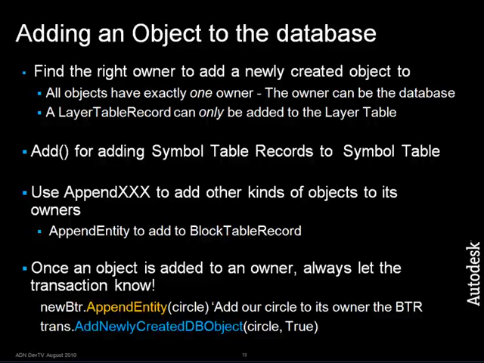If we are creating a new layer, then we would need to add a new layer table record to the layer table. If we want to add a new circle to the drawing, then we would need to append it to either the model space block table record or the paper space block table record. Remember to always use the add newly created DB object method of the transaction to let the transaction know about the new object.